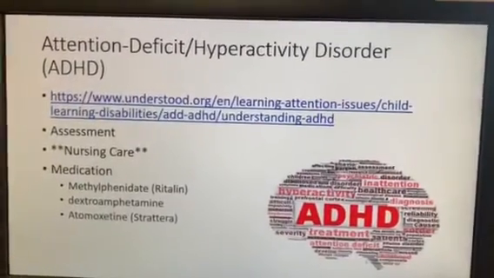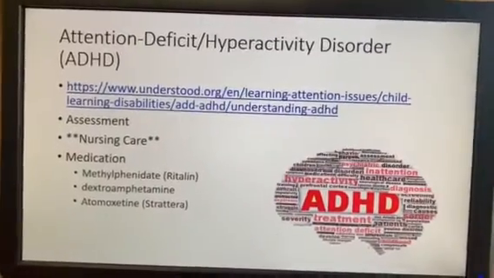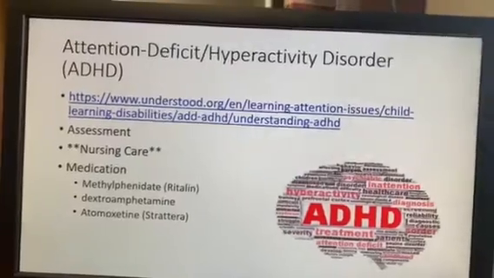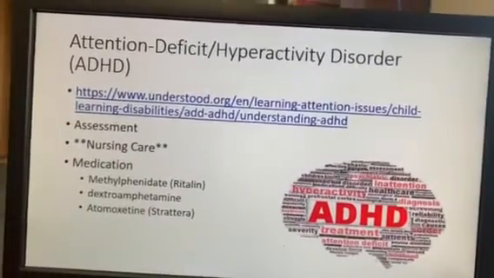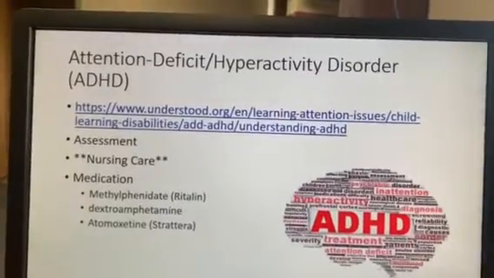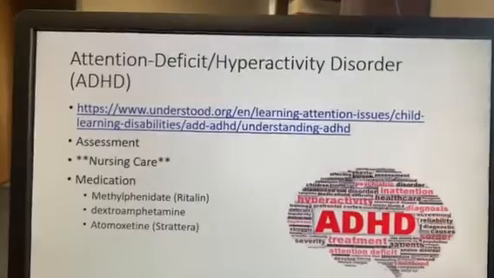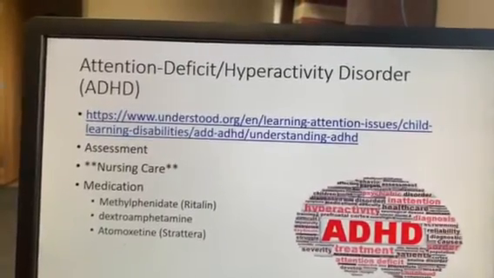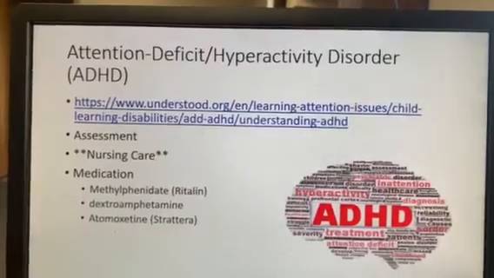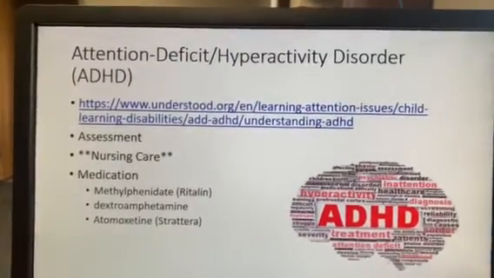First, we're going to talk about attention deficit hyperactivity disorder, or as many of you know it, ADHD. It's on page 294 of your ATI book. The definition is the difficulty with inattentiveness, impulsiveness, and hyperactivity revealed prior to the age of 7. So that's key, that the onset is prior to the age of 7.